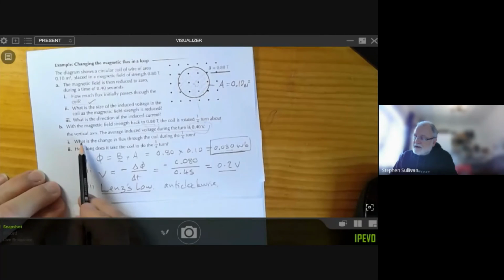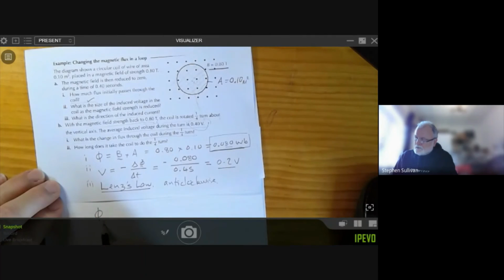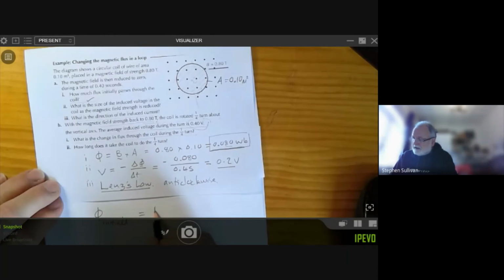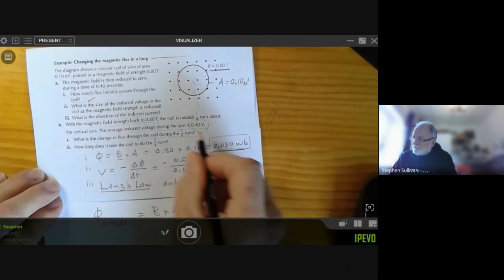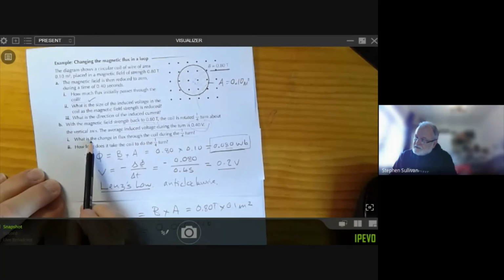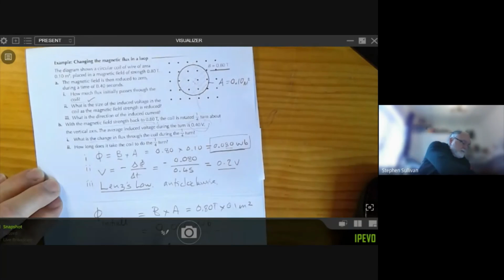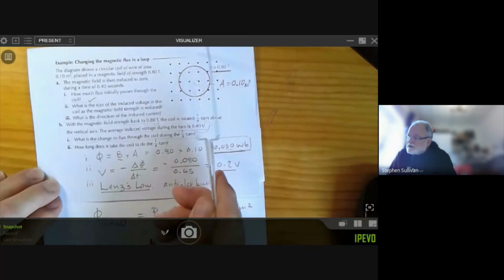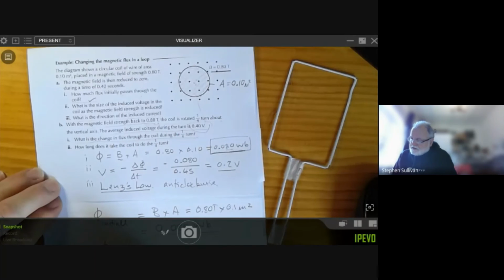1. What is the change in flux through the coil during the quarter turn? So the flux initially is equal to the magnetic field strength times the area again, magnetic field strength 0.80 times area 0.1. It's the same as we had before. The initial flux is 0.08 Weber. What is the change in flux during the coil? The initial amount of flux is 0.080. As we rotate it to a quarter turn, the area becomes zero, so the final flux is zero. So the change of flux is equal to 0.08 Weber.